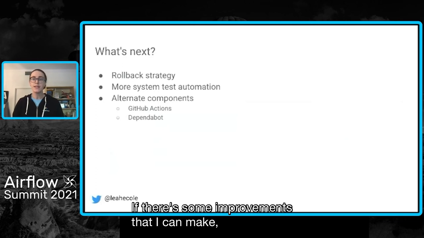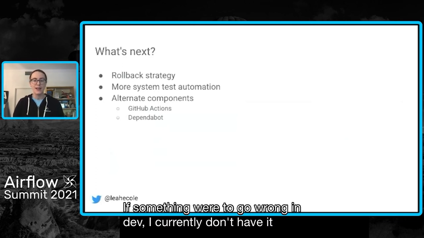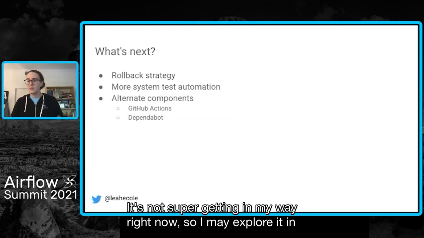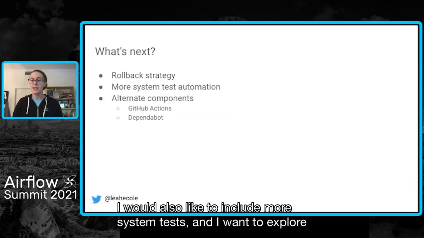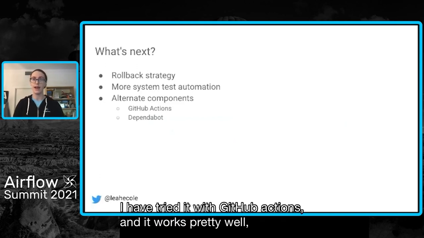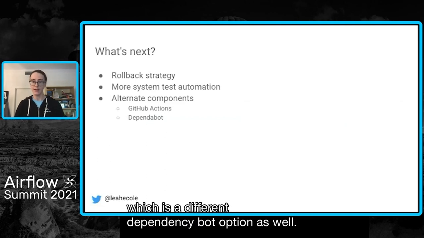So some improvements that I can make: I need a better rollback strategy. If something were to go wrong in dev, I currently don't have it automated that it reverts the PR in GitHub. It's not super getting in my way right now, so I may explore it in the future for fun, but I don't need to yet. I would also like to include more system tests. And I want to explore using some other components. I have tried it with GitHub Actions, and it works pretty well. And I'd like to maybe explore trying out Dependabot, which is a different dependency bot option as well.